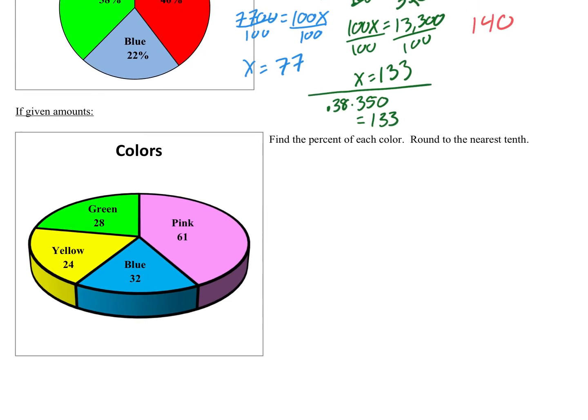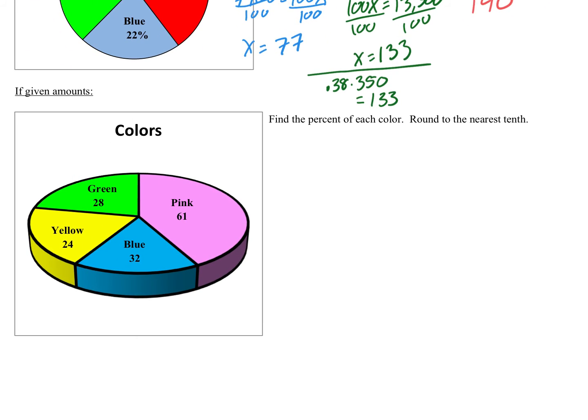So let's see how we do this if we're working in kind of reverse order. So we want to find the percent of each color. In order to do this, it's important to find the total before we get started. So we want to add all of them up.